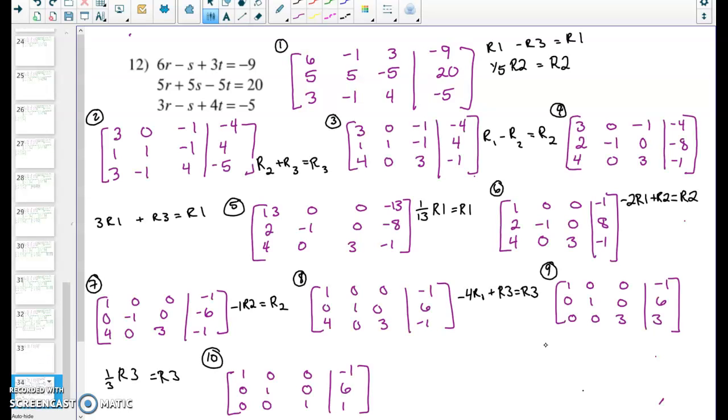So hopefully you paused it, and now you can check and see if you got the solution. You should have had -1, 6, and 1 as your solution. Remember, that's x, y, and z.